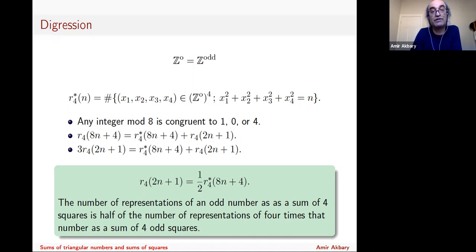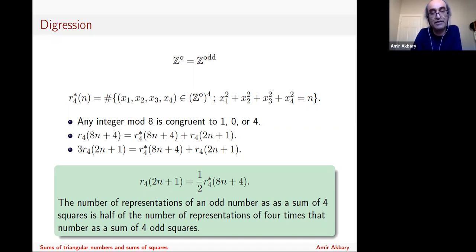So all of them are going to be even. You square them, divided by 4. So if you divide 8n plus 4 by 4, you get 2n plus 1. So the remaining thing is going to be the number of ways that you can write 2n plus 1 as a sum of 4 squares. But in the previous slide, we showed that R4 of 8n plus 4 is going to be 3 times R4 of 2n plus 1. So from here, we get this identity: R4 of 2n plus 1 is going to be half of R4 star of 8n plus 4.